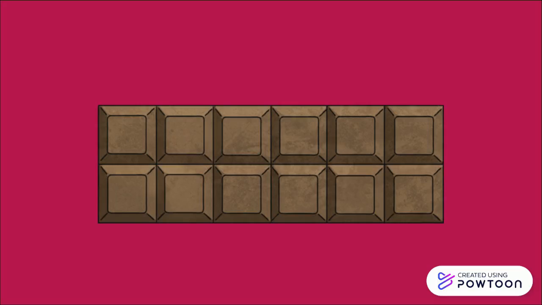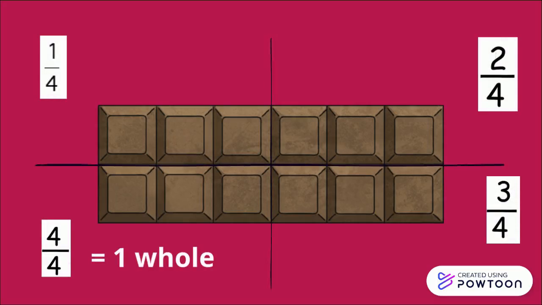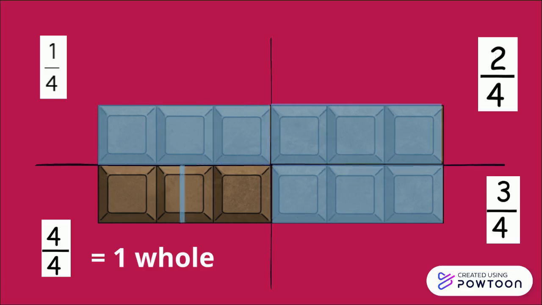An easy way to learn this is to use a number line. So let's look at the chocolate we've divided into quarters. We can see that 1/4 is smaller than 2/4 and that 3/4 is smaller than 4/4.